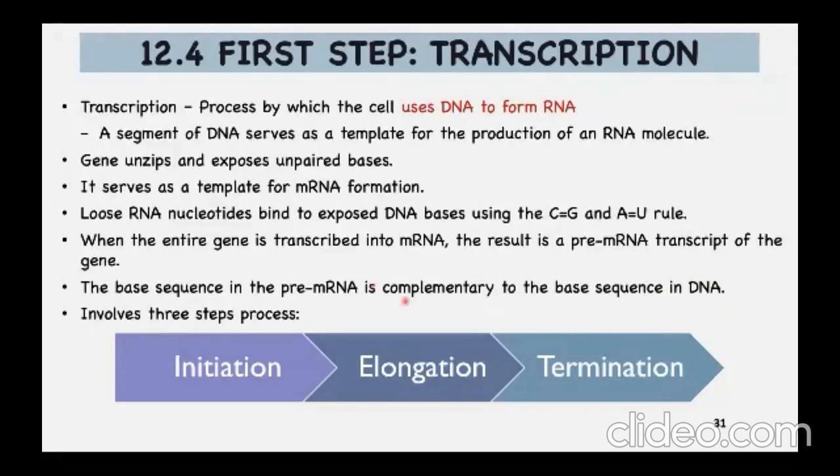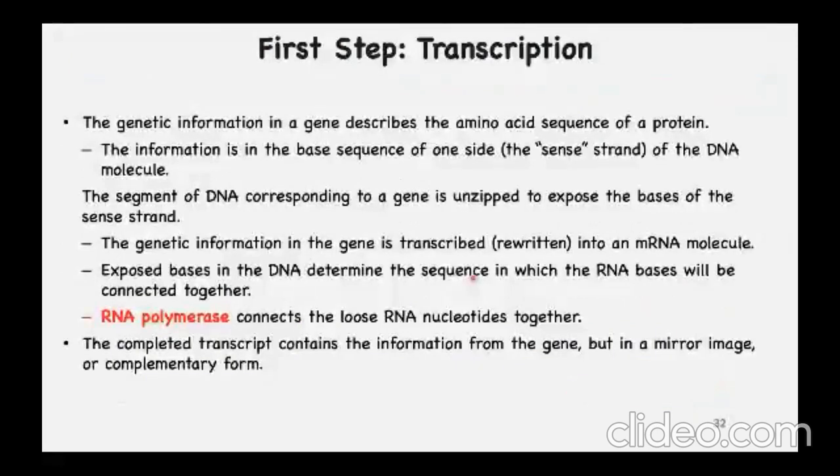Okay, complementary, anti-parallel juga, on top of the complementary. So it involves a three-step process. The first step is initiation, second step is elongation, and the last one is termination. So the genetic information in a gene describes the amino acid sequence of a protein. Okay, daripada DNA itu dia nak jadi RNA and then lastly dia akan jadi the amino acid language. The information is in the base sequence of one side of the DNA molecule. But remember, any of the strand can be a template strand.